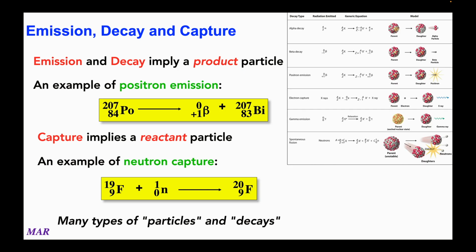There are lots of types of particles and lots of types of decays. This just shows some random ones: alpha decay, beta decay, positron emission, electron capture, gamma emission, spontaneous fission. Focus on the first parts. Decays and emissions, again, are going to have a product, while capture will be a reactant. Gamma emission just means a gamma is being emitted. And spontaneous fission is a little bit more complicated for what we need, but it basically is one piece breaking down into lots of smaller pieces. The ones we can predict will be the decay and the emission ones. Don't worry about the spontaneous fission. That would be pretty crazy.